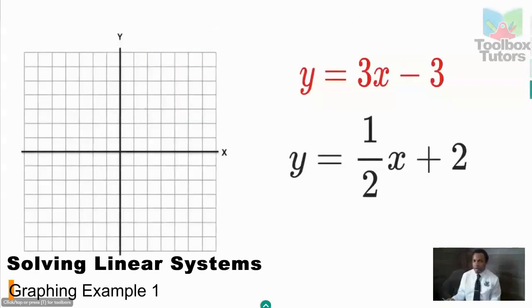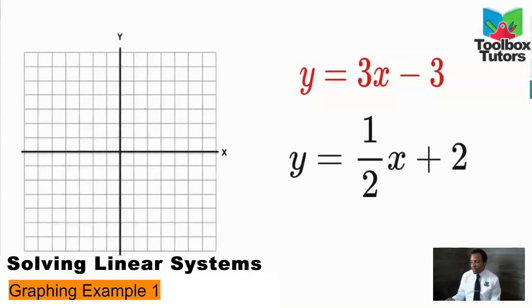Let's go. For this example, we'll be finding a solution to y equals 3x minus 3 and y equals 1/2 x plus 2. We'll begin with the first linear function, y equals 3x minus 3. Here we need to identify the y-intercept first. Since this is already in slope-intercept form, it should be pretty easy to graph. Our y-intercept is -3, and as a point, it would be (0, -3). So we'll plot this point first, (0, -3).